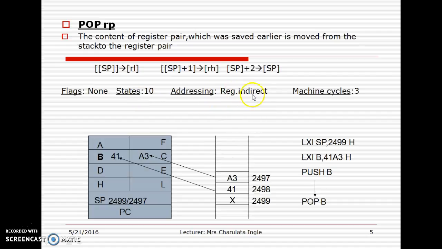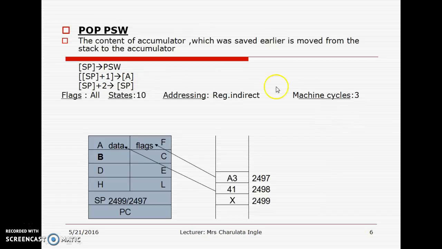Again, the addressing mode is register indirect, as the data and addresses are not directly given. Machine cycles required will be 3. In a similar way to POP RP, there is a POP PSW. Only replace the RP, that is a valid register pair, with the accumulator and flags. The lower order data will be copied first, then the higher order data will be copied, and the new stack top will be SP plus 2, that is 2499.